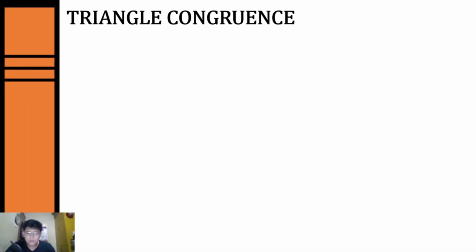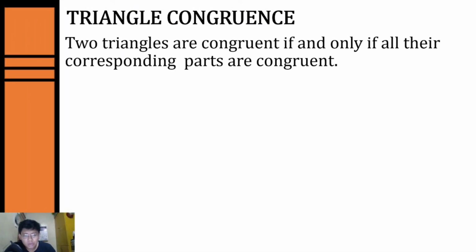Okay, so let's talk about triangle congruence. We can say that two triangles are congruent if and only if all their corresponding parts are congruent. Let's look at the congruent symbol. The congruent symbol is this one. It is an equal symbol with a squiggly line on top.